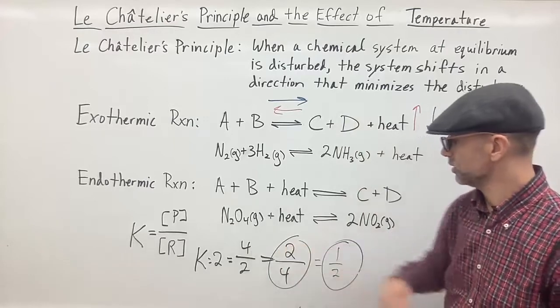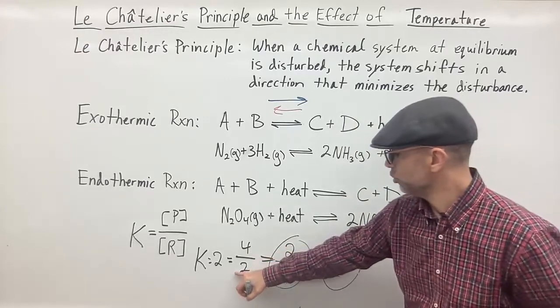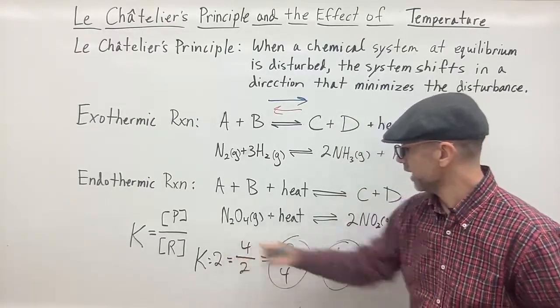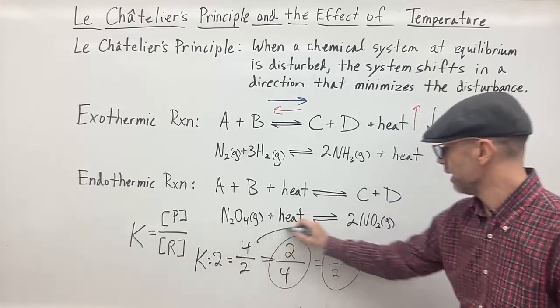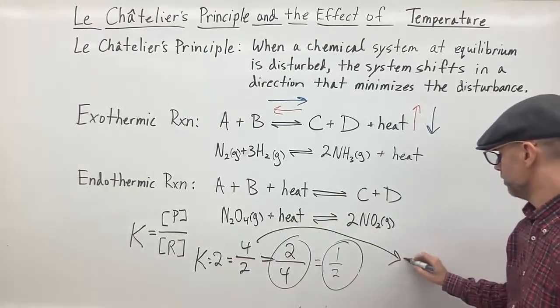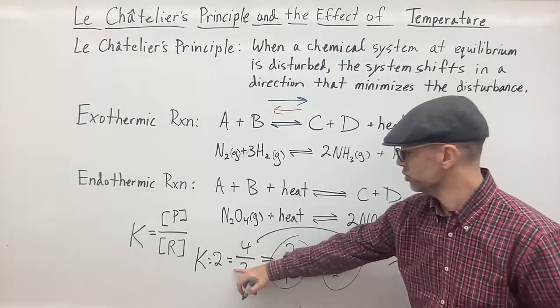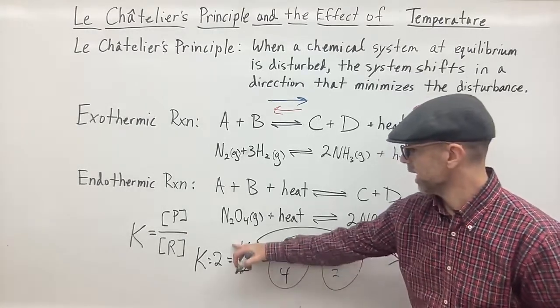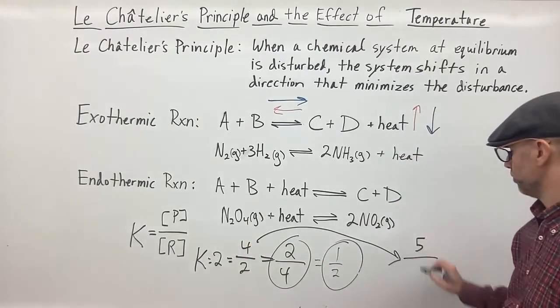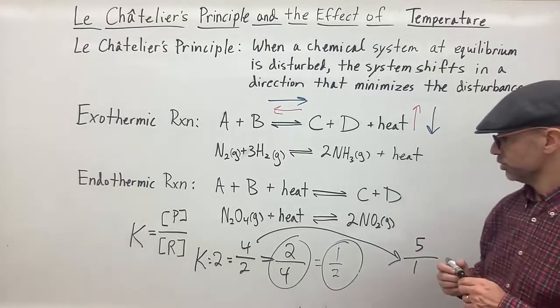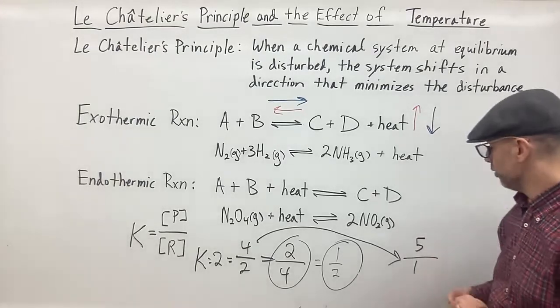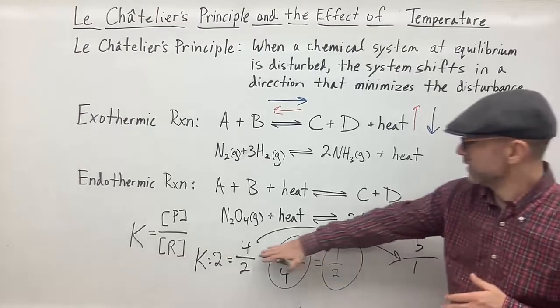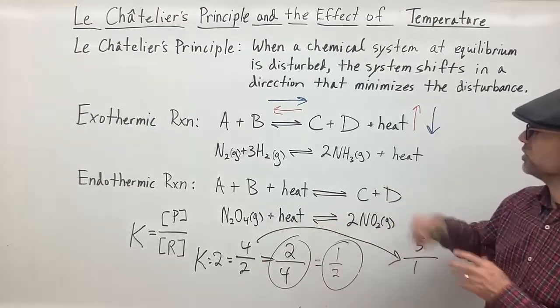So the product is going to increase. So let's say I lose one reactant and I increase product. So maybe this goes up to 5 and that's to a 1 now. So now you can see, let's say that's what happens when it reaches equilibrium.